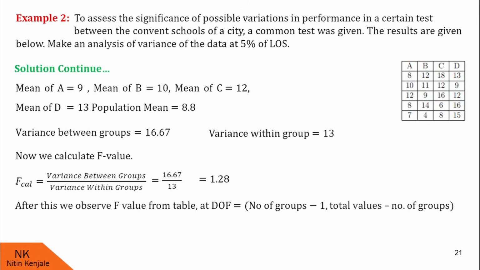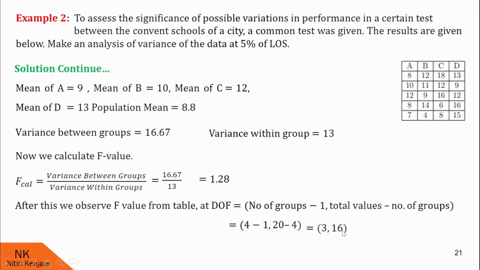Now let us observe F value from the table for the degrees of freedom given by number of groups minus 1, total values minus number of groups. Here there are 4 groups. So 4 groups minus 1 is 3. Total values are 20. 20 minus number of groups 4 is 16. So degrees of freedom here 3, 16.